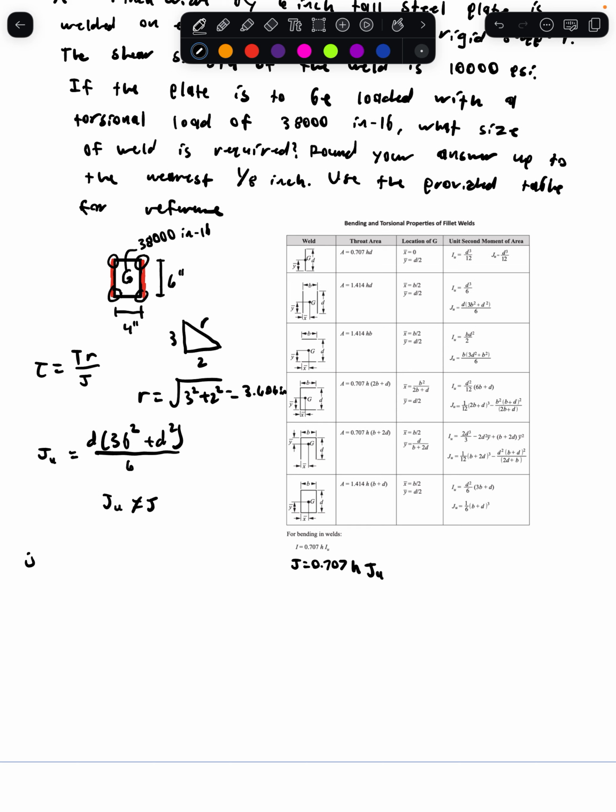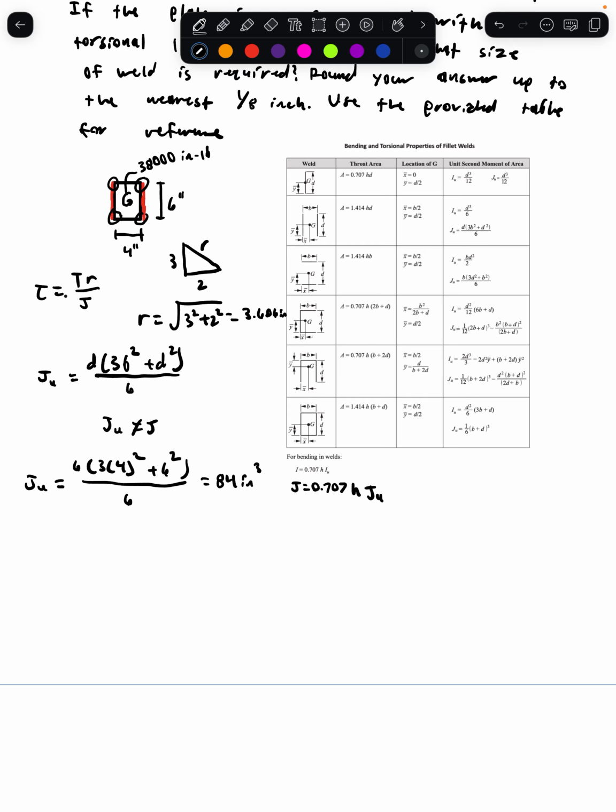So J_U is going to equal 6 times 3 times 4 squared plus 6 squared, divided by 6. That's going to be 84. That's in inches cubed.